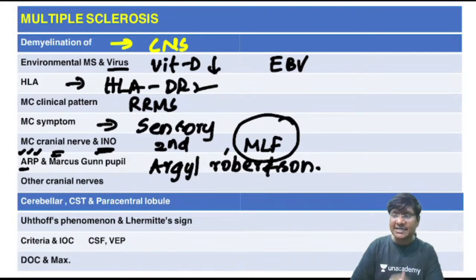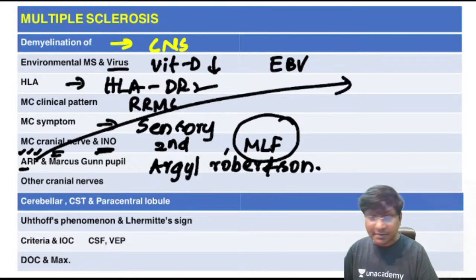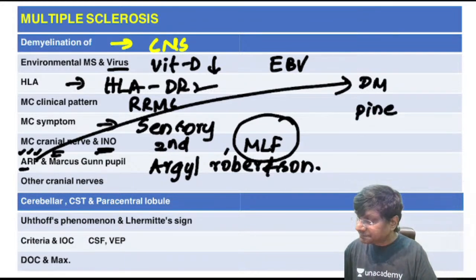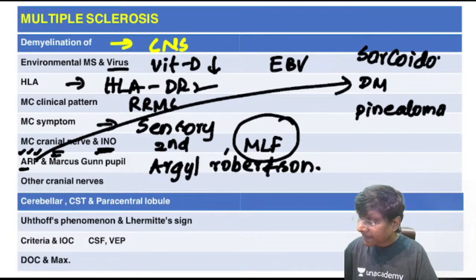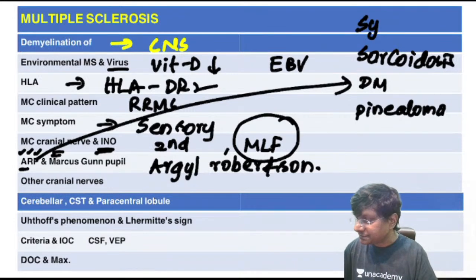And you should know the other conditions where you have this Argyll Robertson pupil. Please remember, it is also seen in diabetic patients. It is also seen in pinealoma, right? Also seen in sarcoidosis, right? Also seen in syphilis, neurosyphilis.